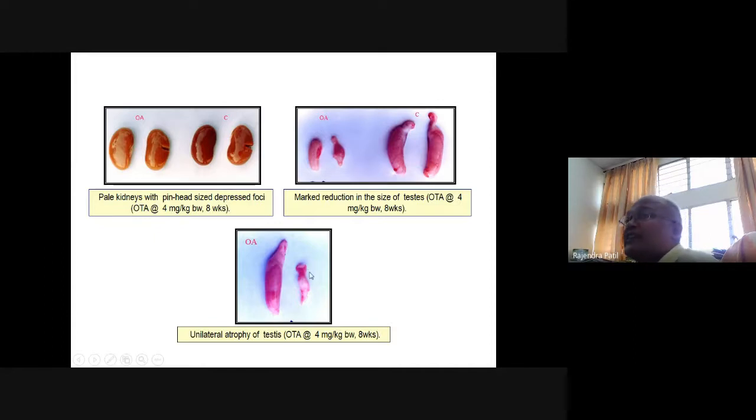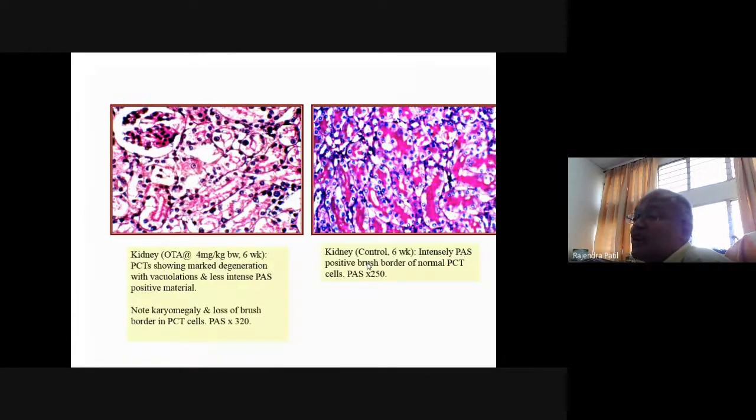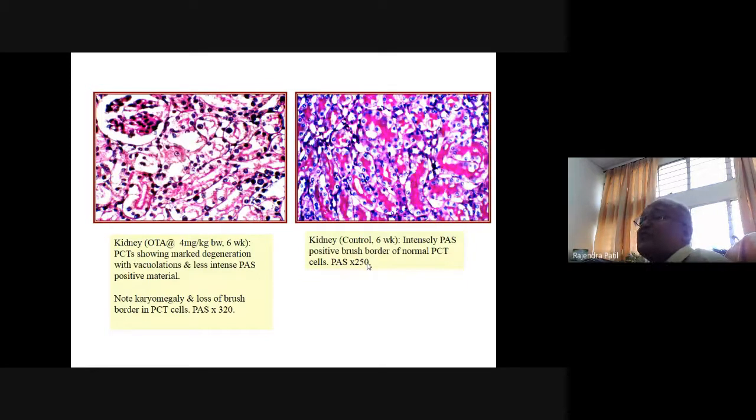And even unilateral atrophy we have seen in 1 or 2 animals, and that indicates why they are correlated in humans also in the endemic regions. Besides the nephropathy, it is also affecting the gonads like the testes in males and may cause testicular cancers.